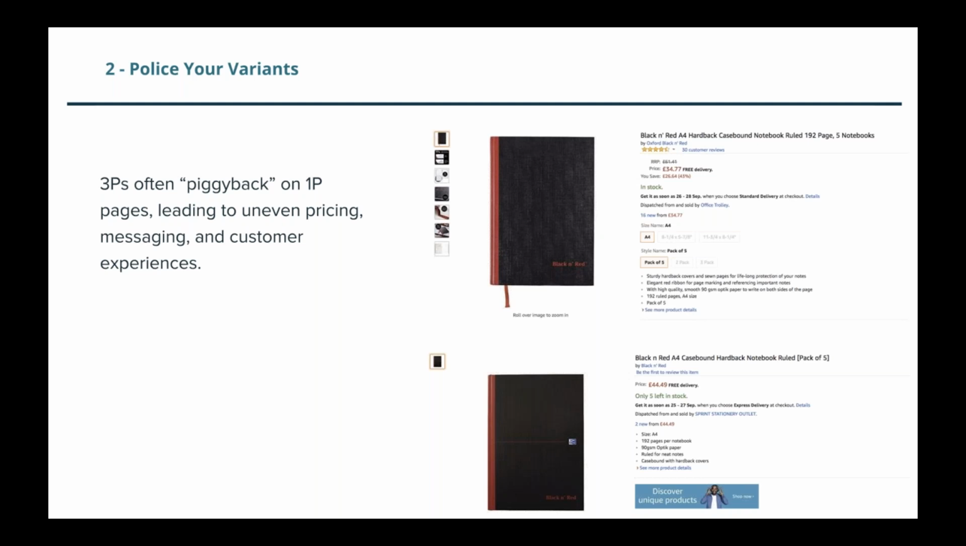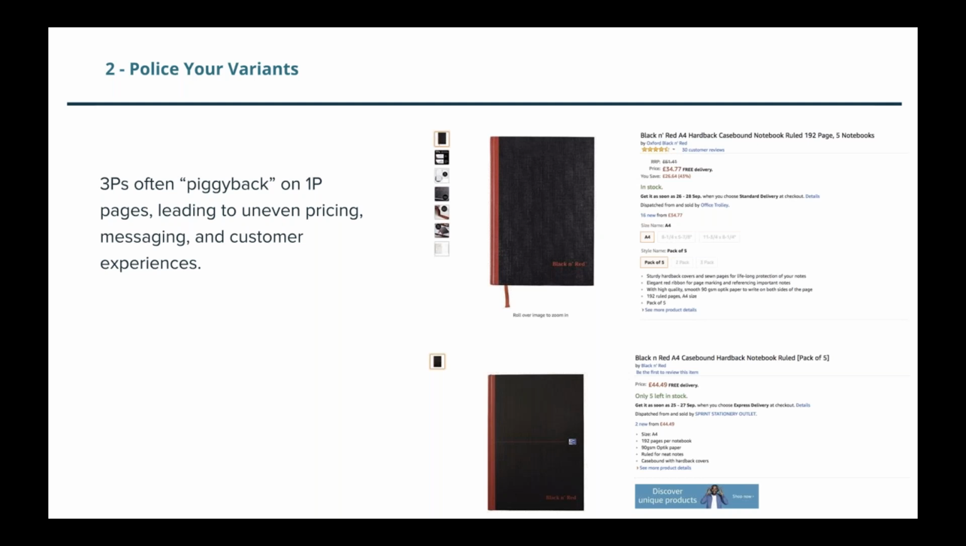A lot of 3Ps are going to piggyback on 1P pages. And 1Ps get very frustrated by this because it leads to uneven customer experiences. On the right, I'm showing components of two different product pages. On the top is the 1P product page, and this is for a hardback notebook. It's a ruled notebook. And you can see the image on the top.